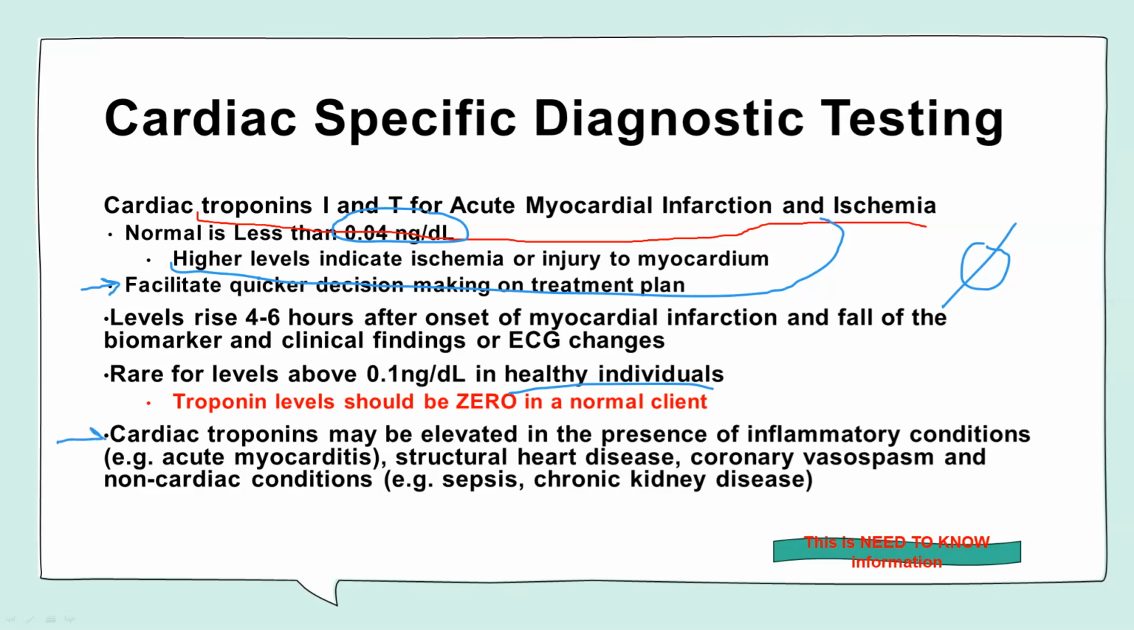The only real problem is troponins are cardiac specific, but they can also be elevated in the presence of inflammatory conditions, so things like myocarditis, pericarditis, structural heart disease, coronary vasospasms, so if you're thinking something like variant angina, that can help diagnose. And also some non-cardiac-specific conditions, but they're conditions that we've talked about already, like sepsis and chronic kidney disease. Notice that this is need-to-know information.